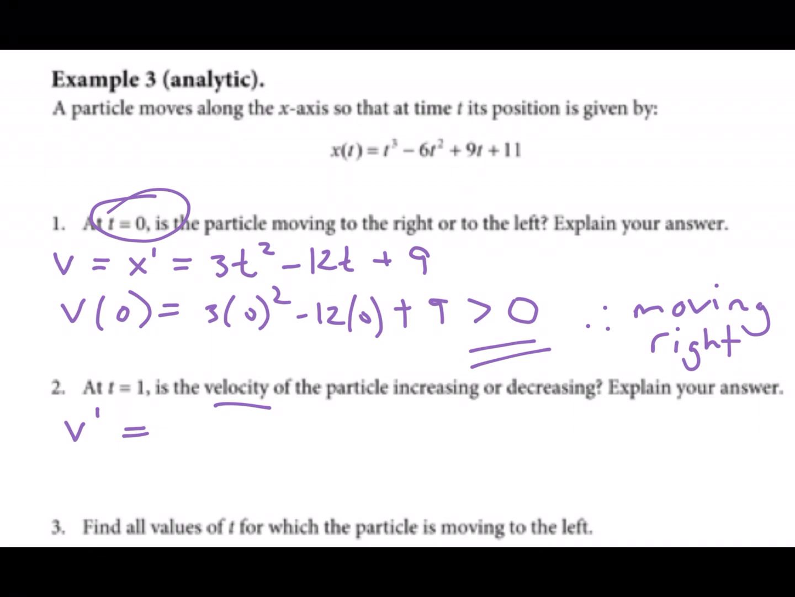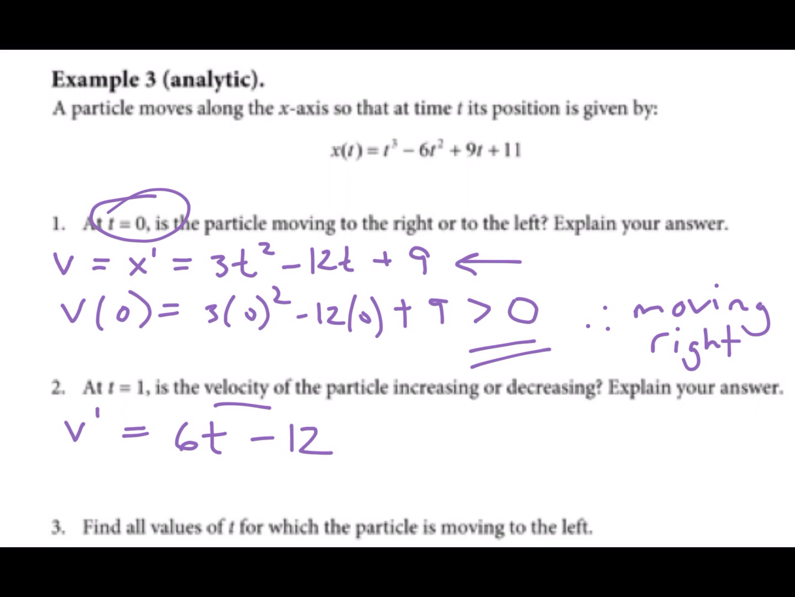If you're not making that connection yet, that's fine. Rely on the basis of calculus. The basis of calculus is that I know a function is increasing if its derivative is positive. I know a function is decreasing if its derivative is negative. So I'm going to take the derivative of velocity. Here's my velocity function. So the derivative is 6t minus 12.